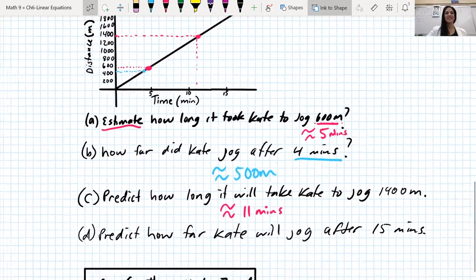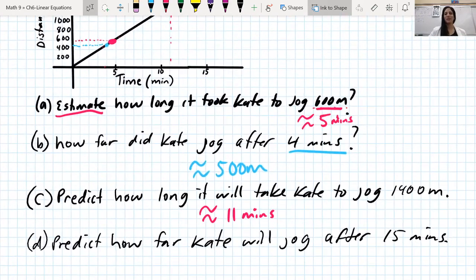I'm laughing because this is an example I got from your workbook or from a textbook, but it's actually a little bit ridiculous, because why is it taking Kate 4 minutes to jog 500 meters? That's actually ridiculous. We're going to assume that Kate has injured her ankle, because it wouldn't really take 4 minutes to jog 500 meters. But that's okay. That's what the example is, so we'll go with it.